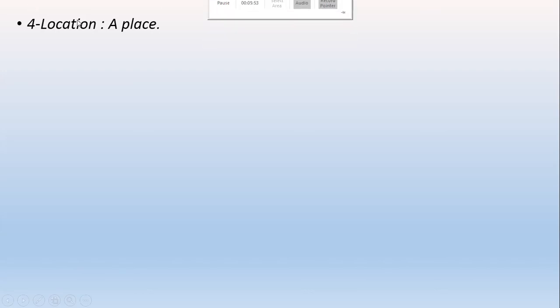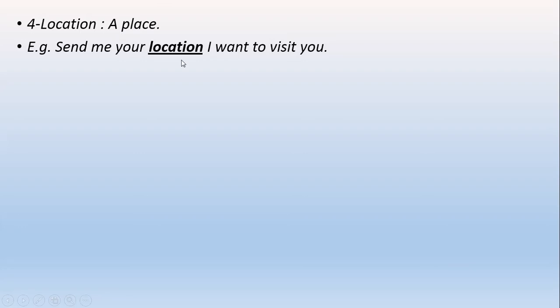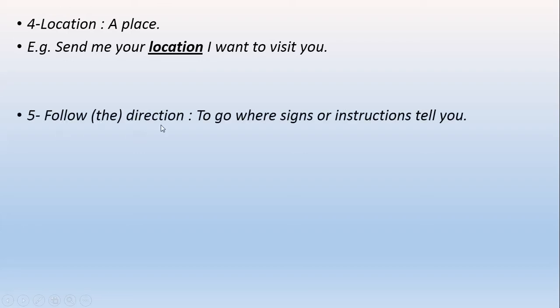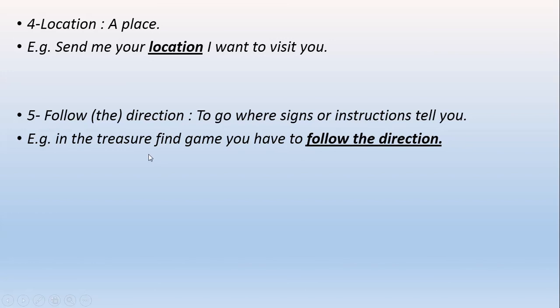4, we have the word location, and location means a place. Okay. Send me your location, I want to visit you. So what's the meaning of location? موقع أو مكان. 5. Follow the direction. اتبع التعليمات. بمعنى اتبع التعليمات أو الخطوات. To go where signs or instructions tell you. Follow the directions to go where signs or instructions tell you. In the treasure find game, you have to follow the direction. This is an example. In the treasure find game, you have to follow the directions.